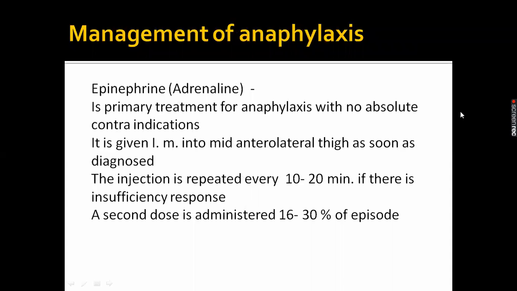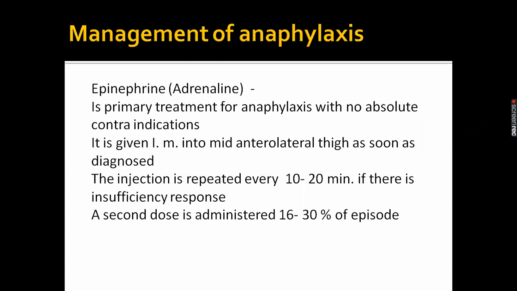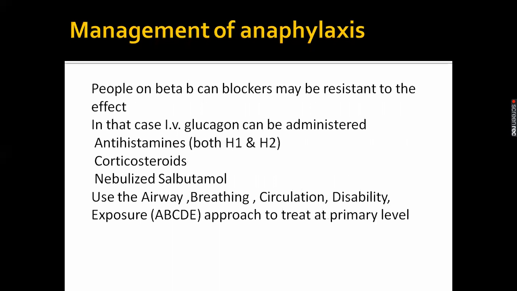So treatment of anaphylaxis is a short note for you. First, we are administering epinephrine or adrenaline. After that, we'll be starting with the antihistamines, that is H1 and H2, as I told. H1 antihistamines, we have cetirizine, levocetirizine, all those things. Then H2 antihistamines, we have ranitidine, cimetidine, all those things. So both are used. Along with that, we are using a steroid, that is hydrocortisone, 100 milligram, IV, stat. After that, we can use nebulization with salbutamol. Use the ABCD approach, that is airway, breathing, circulation, to prevent the disability, prevent the exposure.